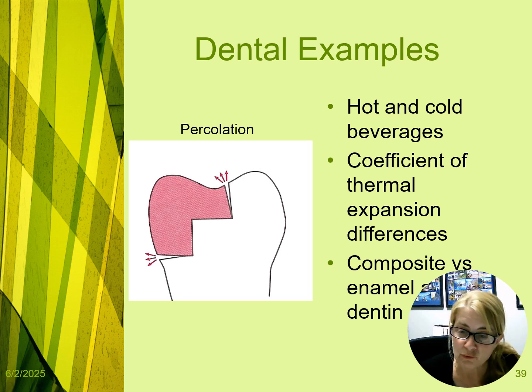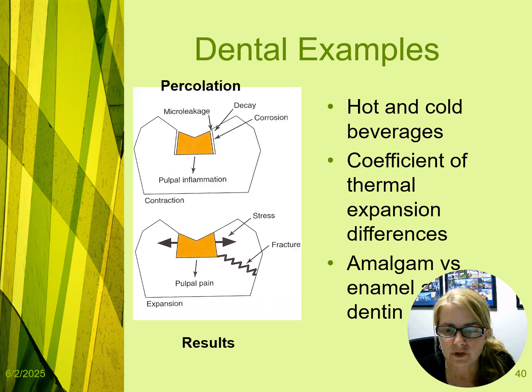That can cause micro leakage and recurrent decay. And remember, sometimes that space is filled with corrosion, which fills it and keeps it from percolating as much, from the fluid going in and out as much. But percolation itself is related to thermal dimensional change and the space that is created when temperature differences are present. The result of percolation can be pulpitis.